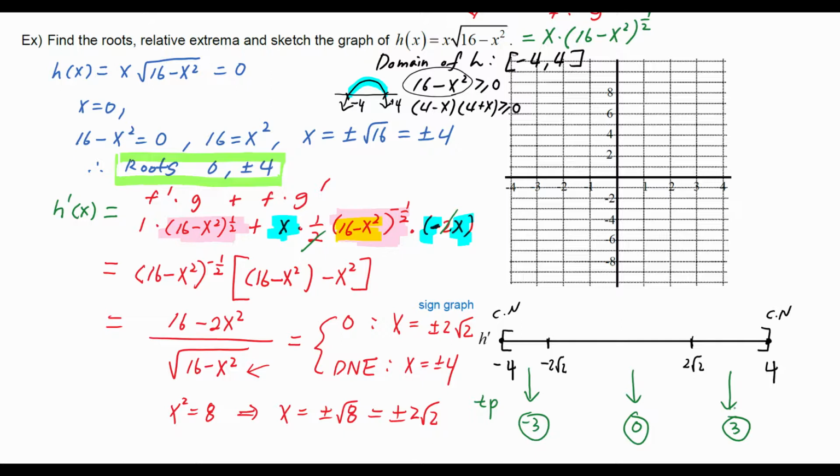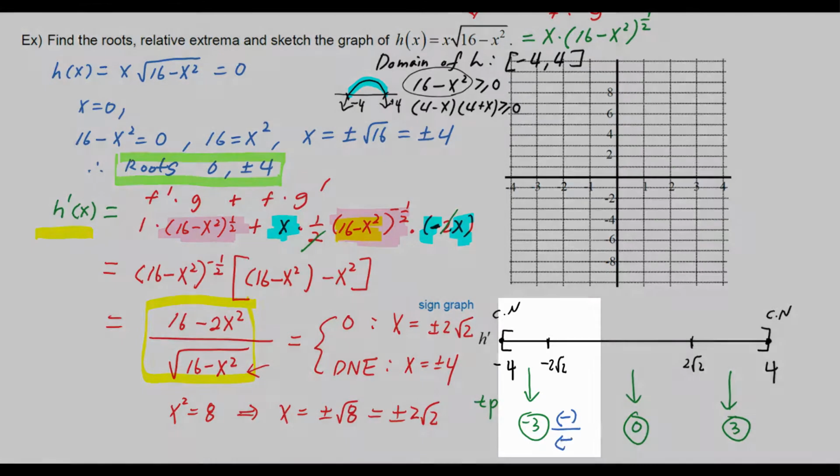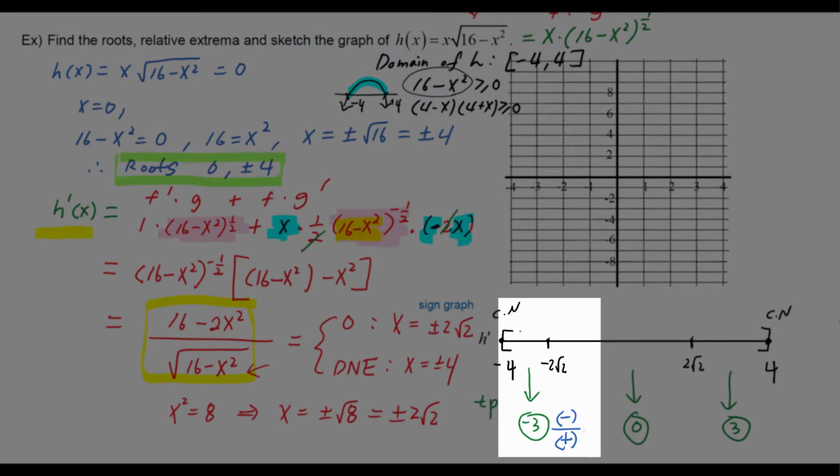And the most simplified h prime I can use will be this one. I can plug in these test points and look at the signs of the quotient again. So if you plug -3 here for every x I see, -3 squared is 9. 9 times 2 is 18. And when you subtract 18 from 16, I get a negative on the numerator. And then over the square root of 16 minus -3 squared, which is a +9, is the square root of a positive number, which is positive. So negative over positive is negative.